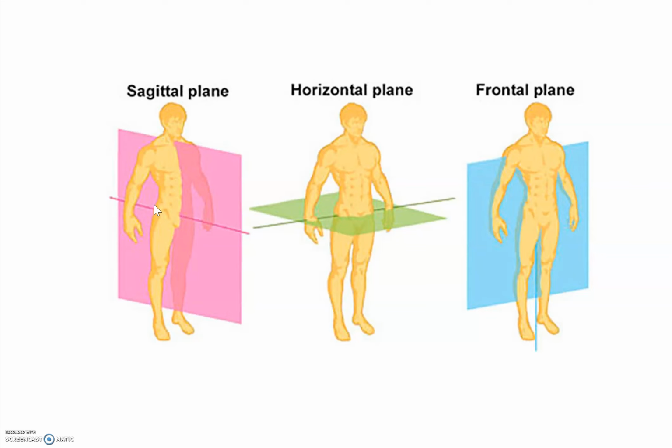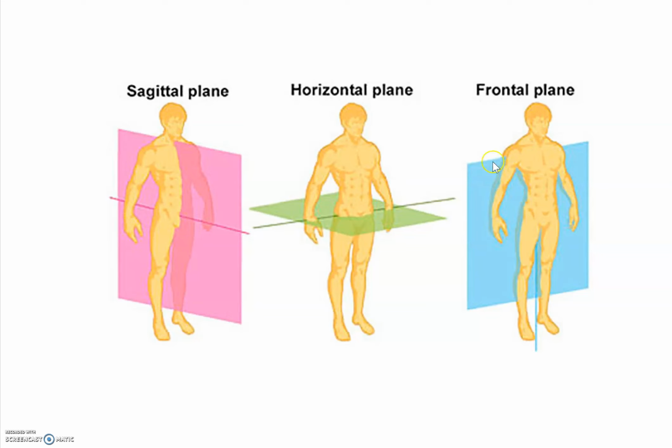Then moving on to the frontal plane, on the far right here, it's going to cut you into anterior and posterior. And in this plane, we perform abduction and adduction. So, for example, a lateral raise would be done in the frontal plane.